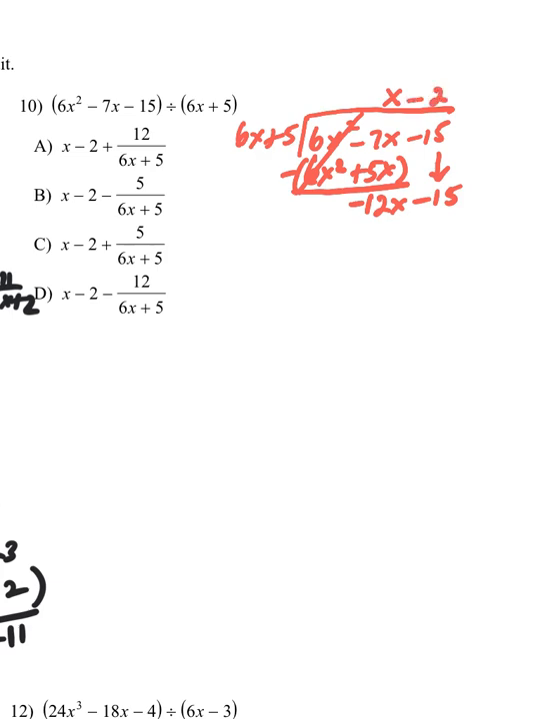Negative 2 times 6x gives you negative 12x. Negative 2 times 5 gives you negative 10. And since you're subtracting, these two cancel. Negative 15 minus negative 10 gives you negative 5. So what is it going to be? x minus 2, minus 5 over 6x plus 5.